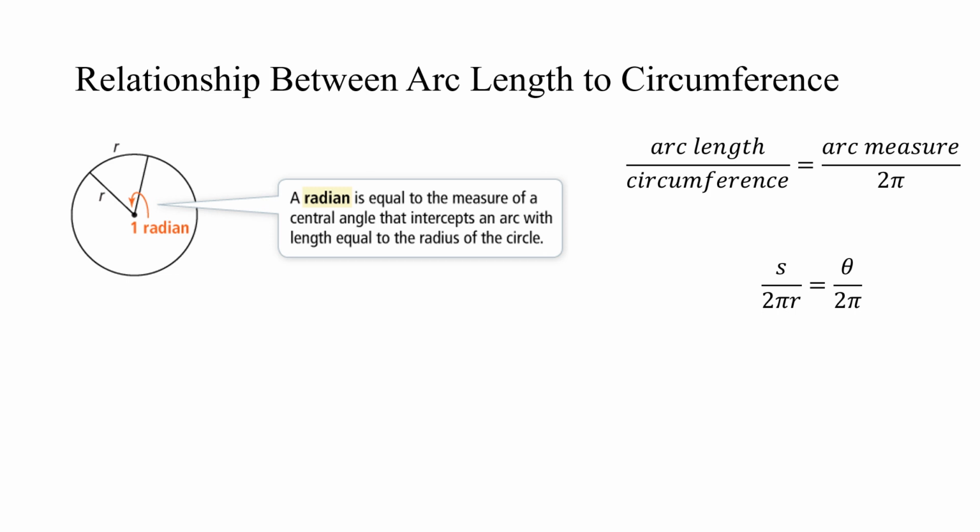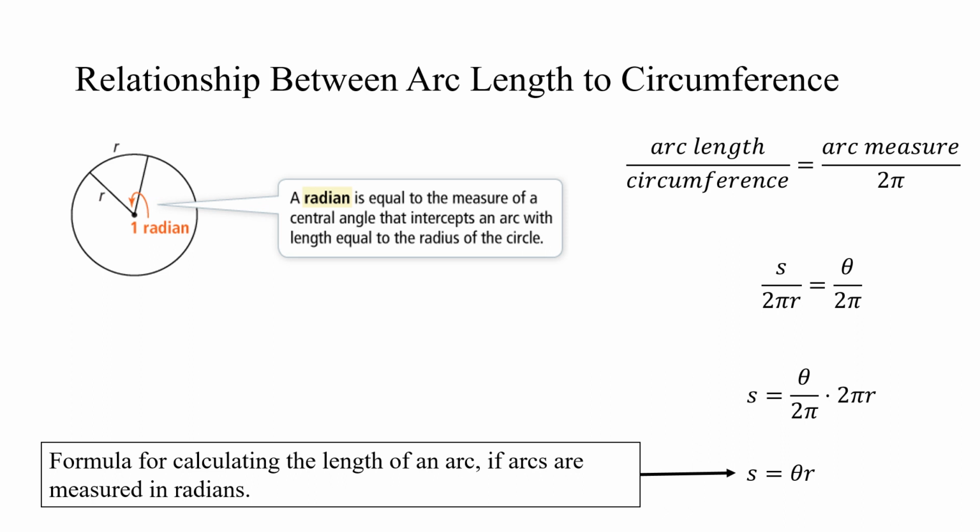Replacing arc length with s again, arc measure with the Greek letter theta, just to make it a little bit different from degrees. s over 2 pi r is equal to theta over 2 pi. Using the beauty of algebra, multiplying both sides by 2 pi r and isolating s, we get s is equal to theta divided by 2 pi times 2 times pi times r. And then notice that we have repeating terms in the numerator and the denominator. So arc length simplifies into the arc measure in radians multiplied by the radius of the circle.